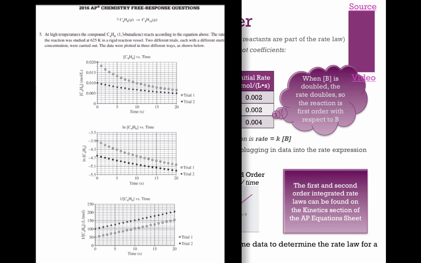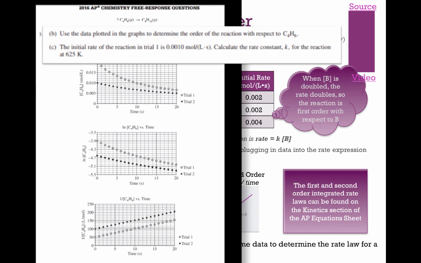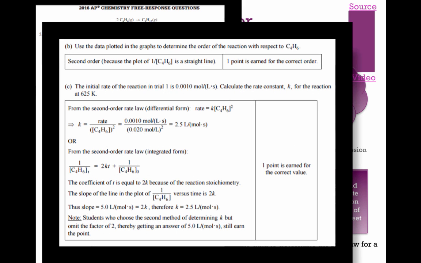And then this free response question is the one that we did in class today. This is from last year's test, and so if you remember, you had these 3 graphs, and one of the questions said, use the data plotted in the graphs to figure out the order of reaction. And so you just had to look and see which one was the straight line, and since the 1 over concentration versus time gave us a straight line, it's second order. And then part C said the initial rate of reaction was 0.001. Calculate the rate constant at 625 Kelvin.